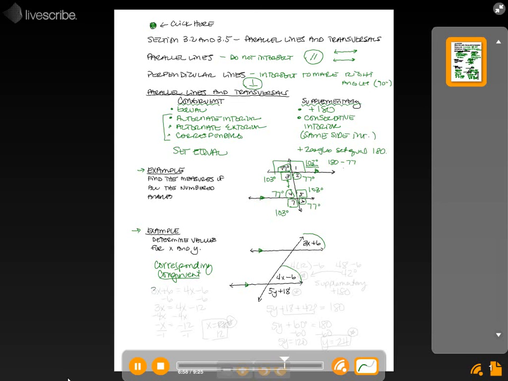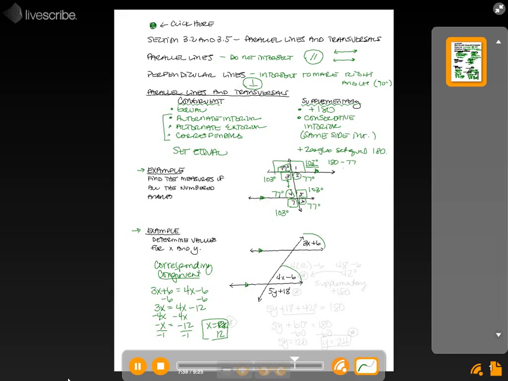So we're going to take 3x plus 6 and set it equal to 4x minus 6. And we're going to solve it. So we're going to subtract 6 from both sides. 3x equals 4x minus 12. Negative 6 minus 6 is negative 12. Subtract 4x from both sides. 3x minus 4x is a negative x equals negative 12. Can't have a negative variable, so we're going to divide both sides by negative 1. And x equals 12. Let's rewrite it. x equals 12. Alright, so there's one of our variables.